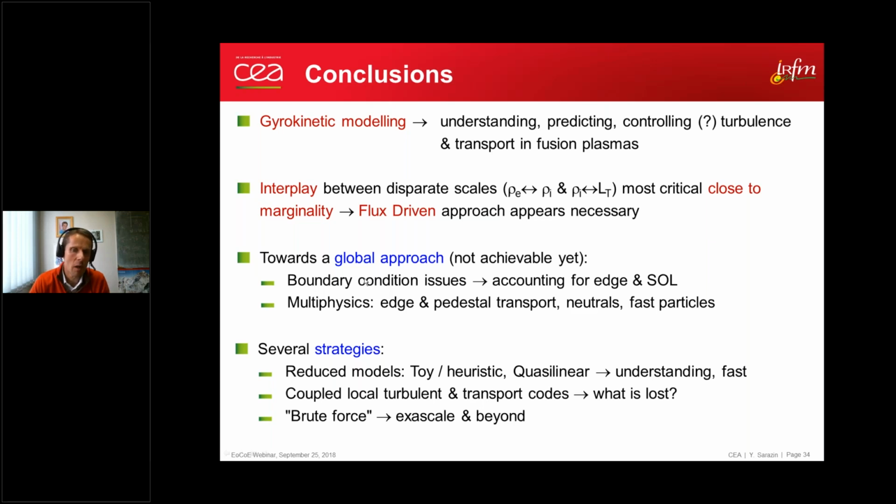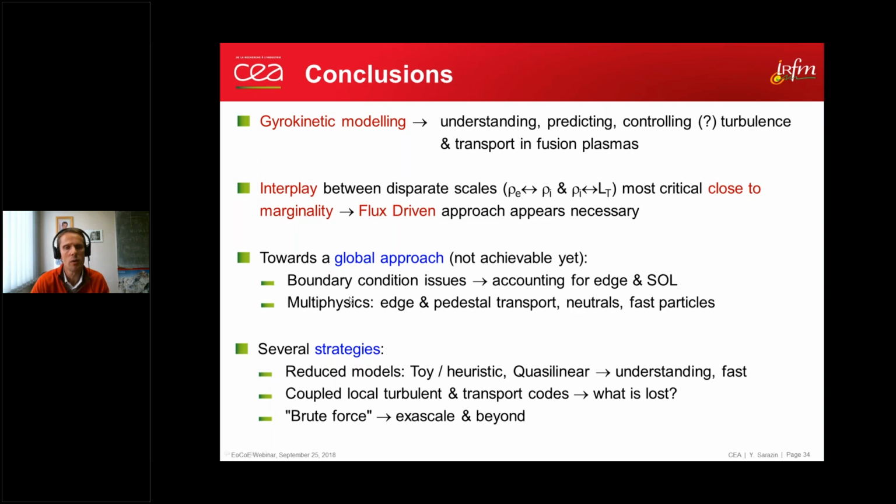There is some effort to push the codes, fluid codes and gyrokinetic codes, towards a global approach. It is not yet achievable, but we go in this direction. In flux-driven regime, you have to wonder about the boundary conditions. They play a critical role.